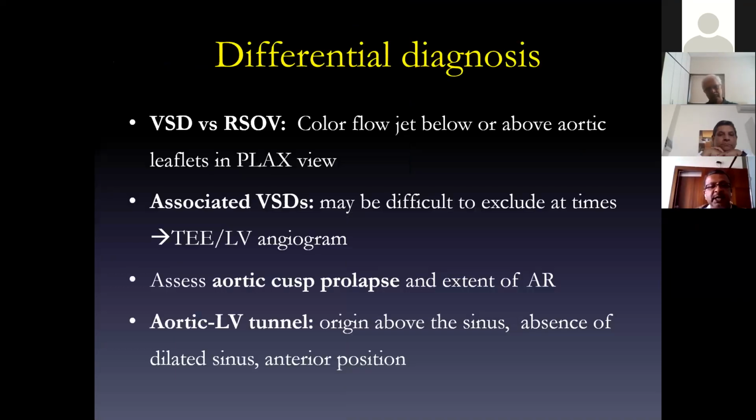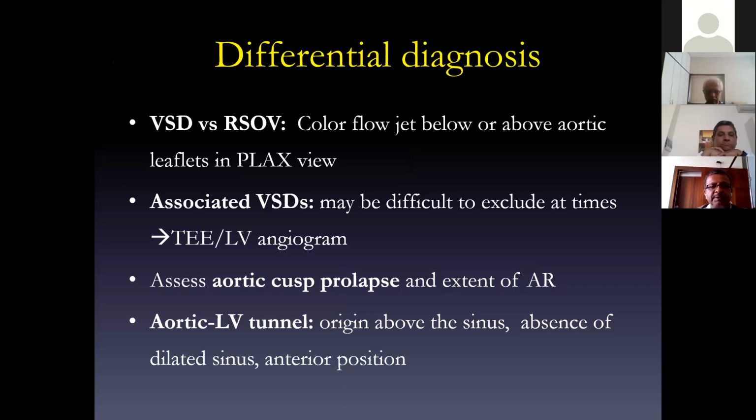So what are the differential diagnoses? The commonest differential diagnosis, we need to differentiate between VSD and RSOV, though RSOVs, as I told you, can be associated with perimembranous or subpulmonic VSDs. Clinically, if we get only a systolic murmur, then RSOV is definitely ruled out. If there is a continuous murmur, there the problem arises. Then is there an associated VSD or not?